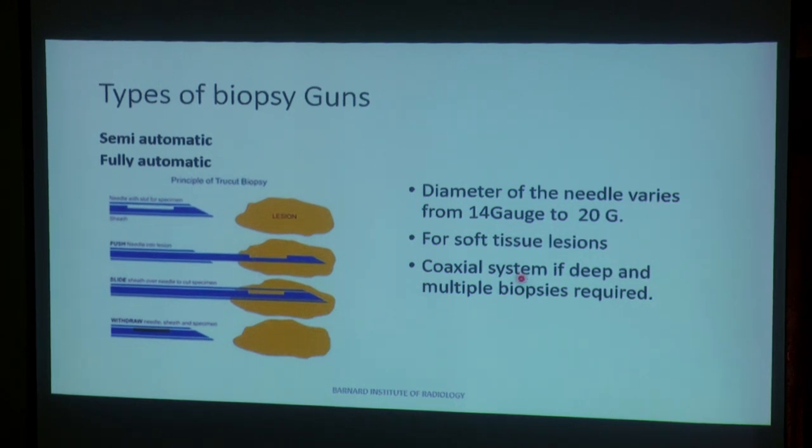And you need a coaxial system, especially if the lesion is deep, as in the pancreas. While in the breast you may not need a coaxial system because it is a very superficial lesion. The tract is made when you put in the first biopsy gun, and you can follow the same tract without a coaxial system.